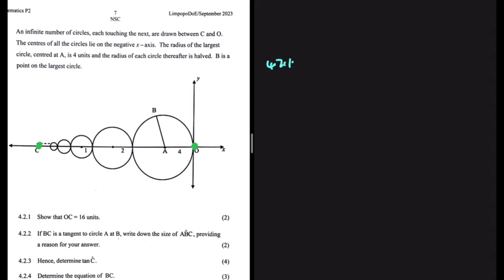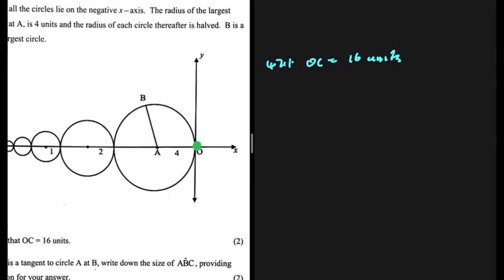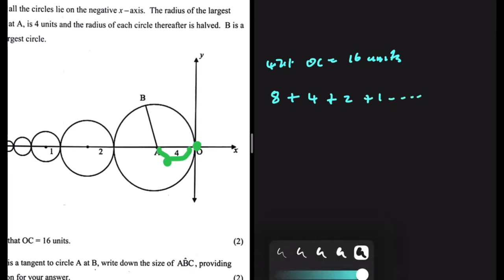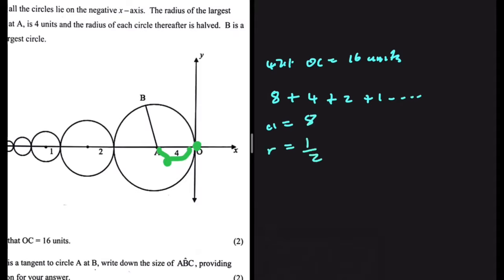4.2.1 Show that OC is equal to 16 units. We're supposed to show that OC is equal to 16 units. The first circle has a radius of 4 and a diameter of 8. And then the next circle will have a radius of 2 and a diameter of 4. And then we're going to have plus 2, plus 1, and so on until we reach infinity. So what I'm realizing here is that our first term is 8 and our ratio is 1 divided by 2 because the radii of our circles are getting halved.